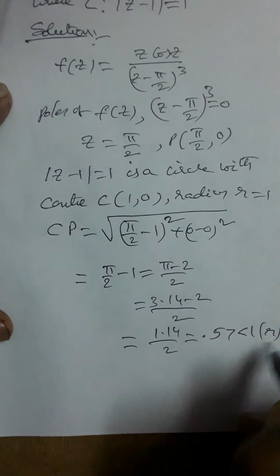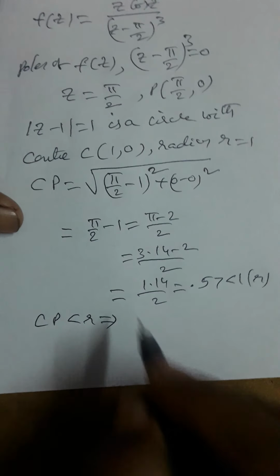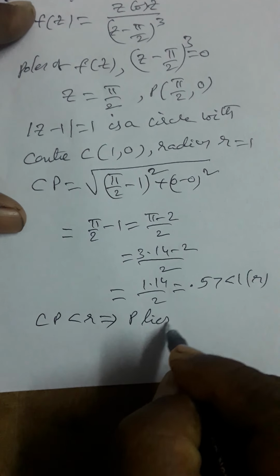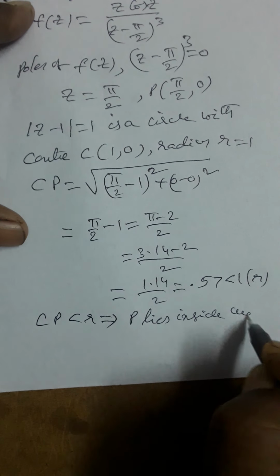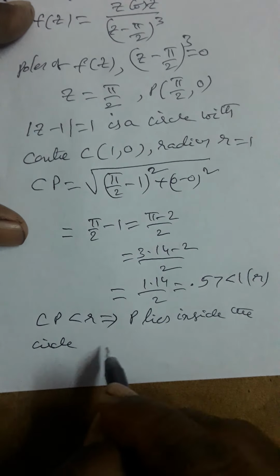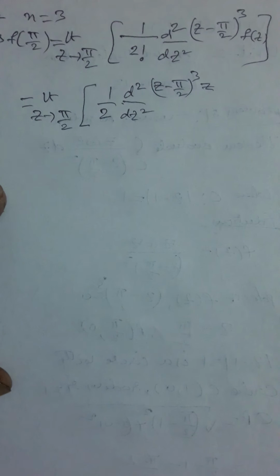Less than 1. CP less than r implies P lies inside the circle mod z minus 1 is equal to 1.